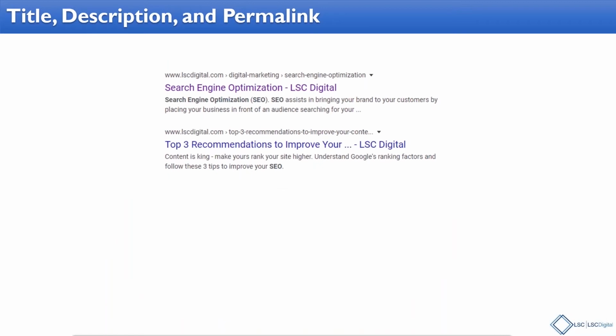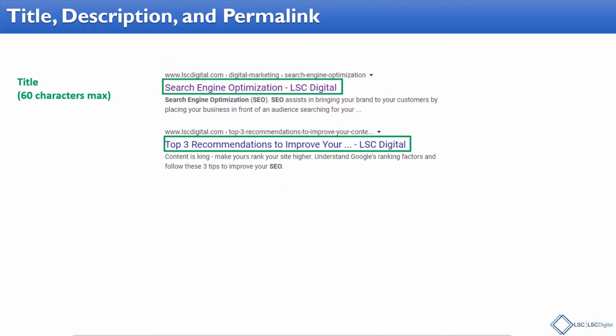So let's talk about the different aspects. And I just did a screenshot last night on how LSC Digital is showing up for certain terms. So this is the title. Okay, this is how you're showing up. Now the title should be 60 characters max, and it should start with the term you're looking to rank for. Okay, makes sense.